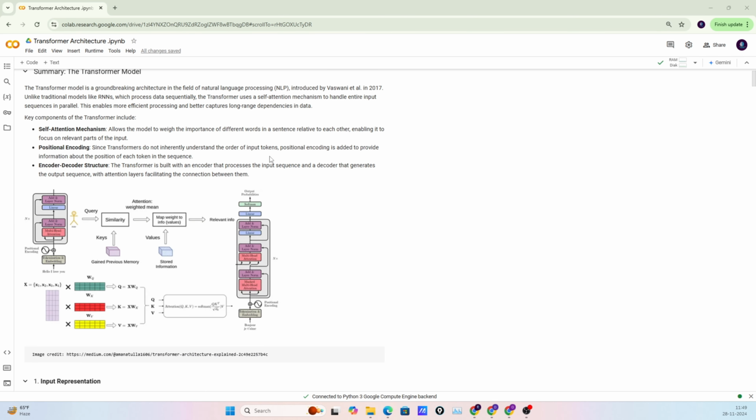Let me go back to the original transformer architecture. Here I explained only these three steps: tokenization, embedding, and positional encoding. After positional encoding, we have the word embedding data plus positional encoding data. Now this data feeds into the multi-head attention, and I will cover this in the next video. Thank you.